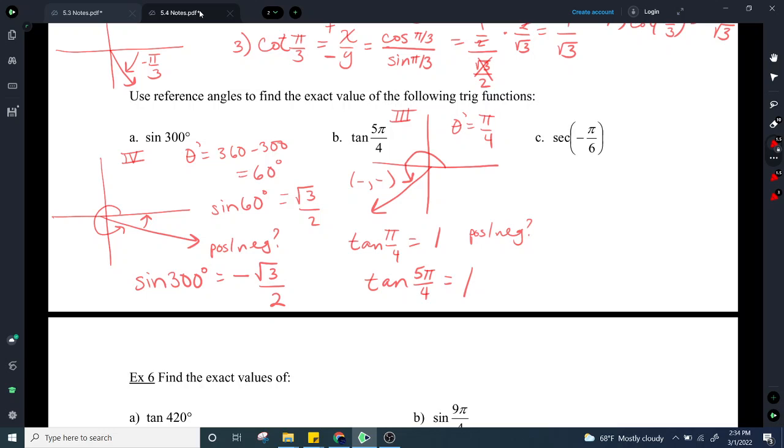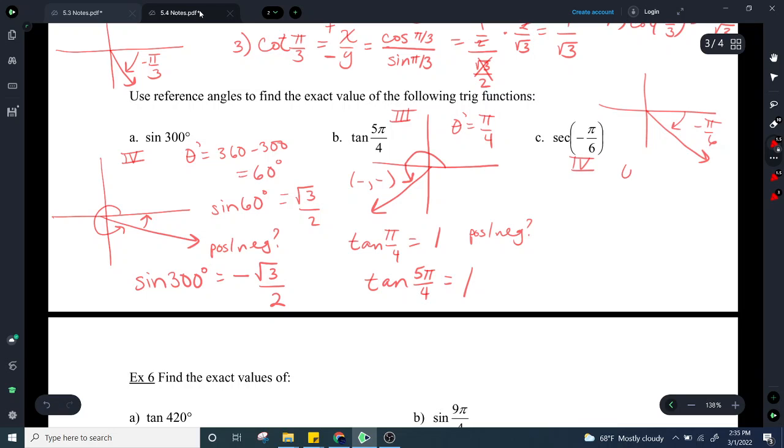Last one here, let's do secant of negative pi over 6. Negative pi over 6, just going backwards, would only go 1/6 of a pi, would just put me right there into the 4th quadrant. So we know we're in quadrant 4. The reference angle, since this is just like an acute angle right here, is pi over 6. I don't have to do any special calculations. So what I need is the secant of pi over 6.